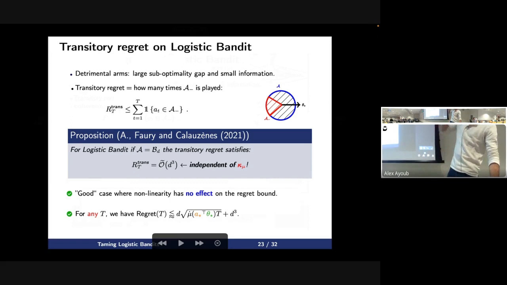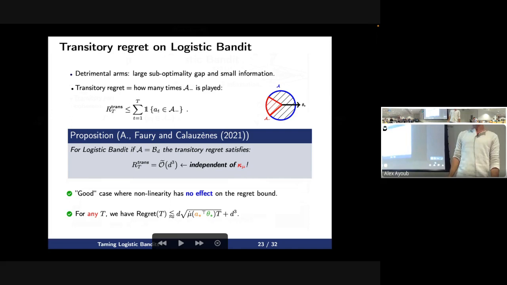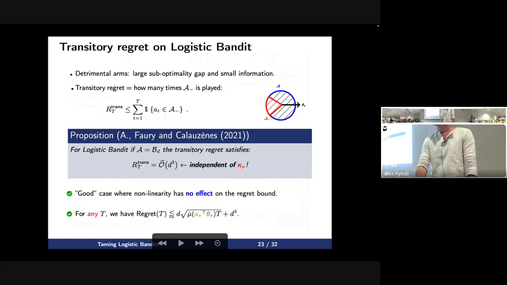So, transitory regret is about detrimental arms, and the question is how much it costs to get away from them, to discriminate this. So, in general, the bound says it's kappa, but in many situations, it can be way less. And for instance, when the action set is the ball, actually the transitory regret is independent of kappa. In this case here it's d cubed, very likely it's not tight, but okay. The solution to logistic changes because of the values, and most of the generalized linear bandit models will satisfy this property.